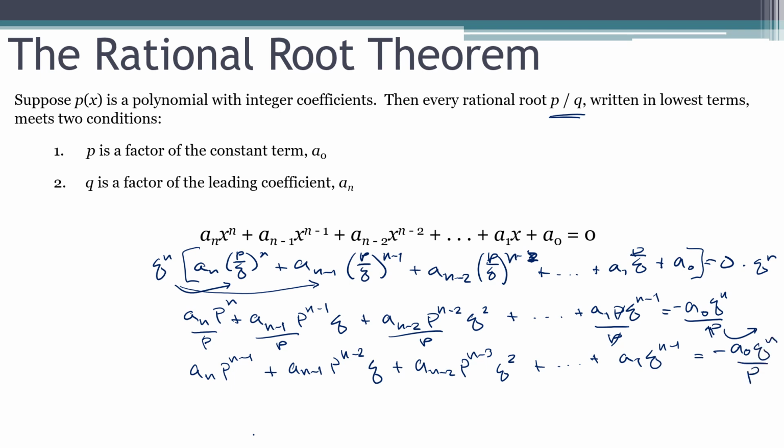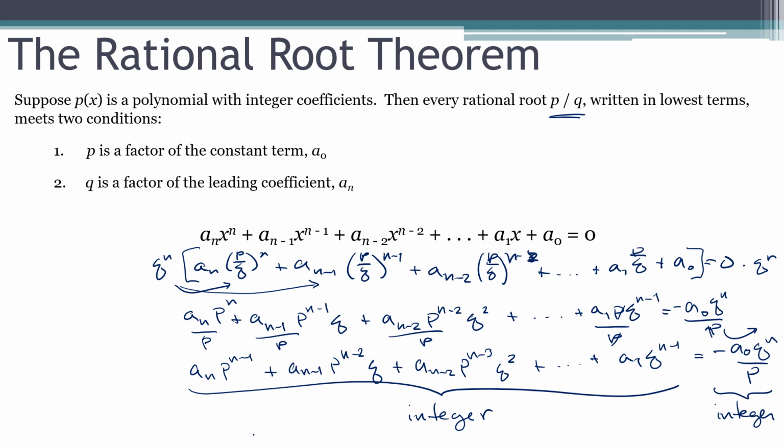Now, that did it. Believe it or not, that did it. That was the key step. Look at the left-hand side. All of these a numbers are integers. All these p to a power values are integers. Q to a power is also integers. The left-hand side of this thing, it's big, it's got a lot going on, but the bottom line, this thing simplifies to an integer. Well, if the left-hand side is an integer, then the right-hand side must also be an integer.